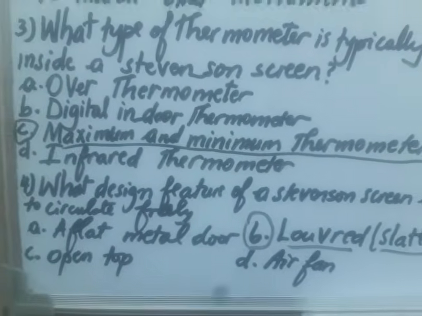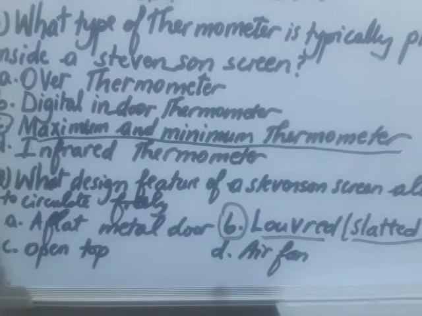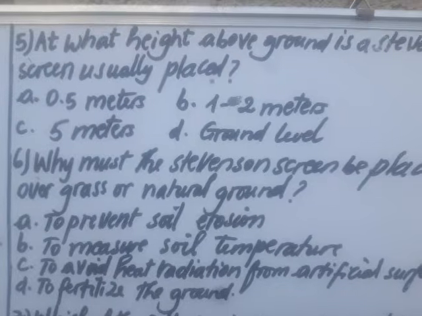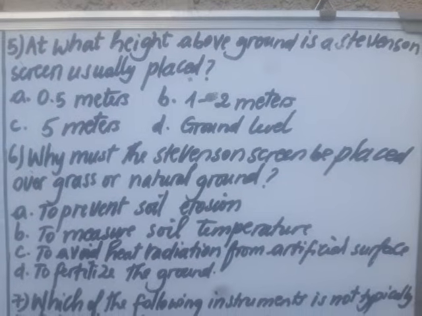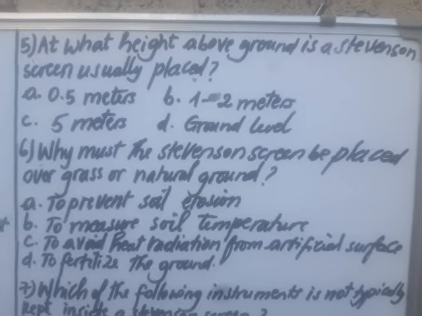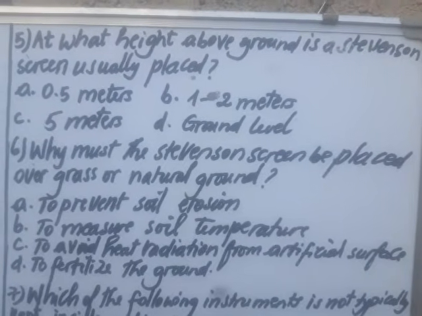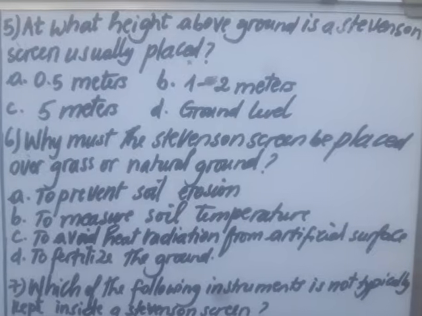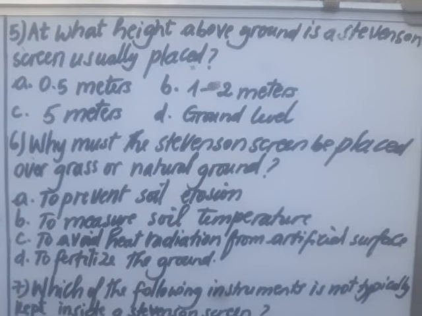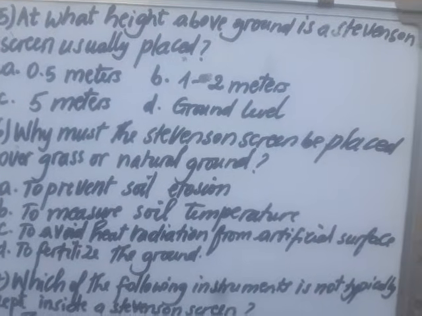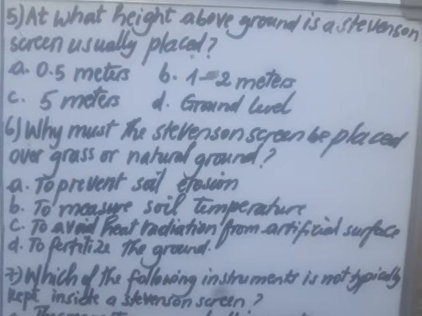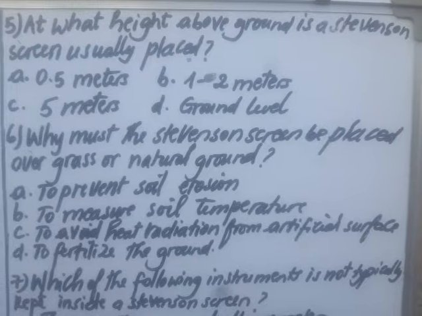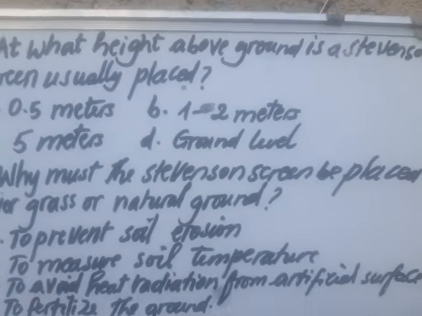We go to question number 5. Question number 5 is asking at what height above the ground is a Stevenson screen usually placed? Remember that we have even talked about different characteristics of the Stevenson screen, and this one was there. A, 0.5 meter. B, 1 to 2 meters. C, 5 meters. D, ground level. The correct answer is B.